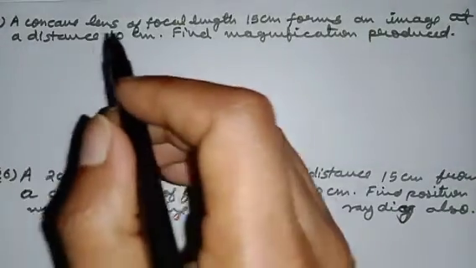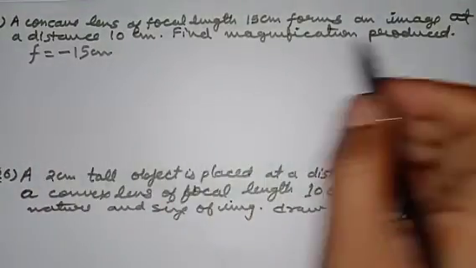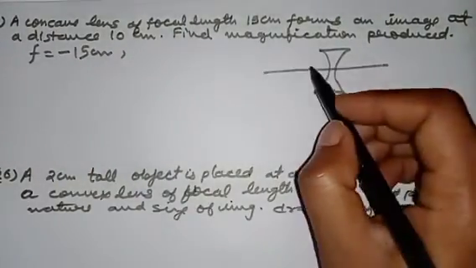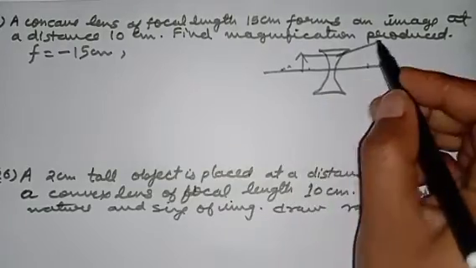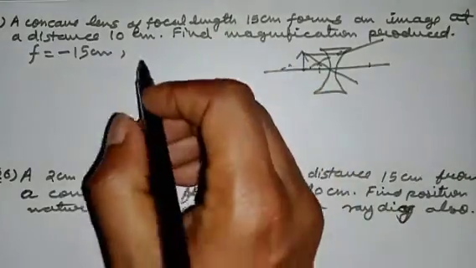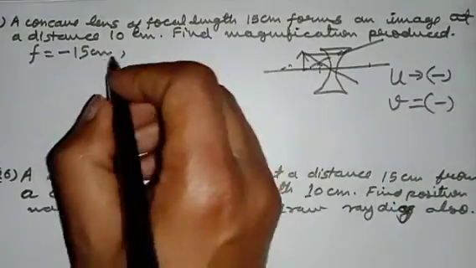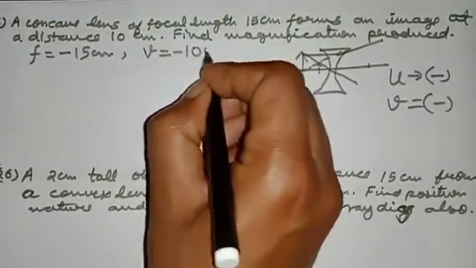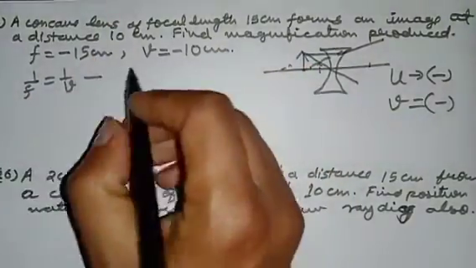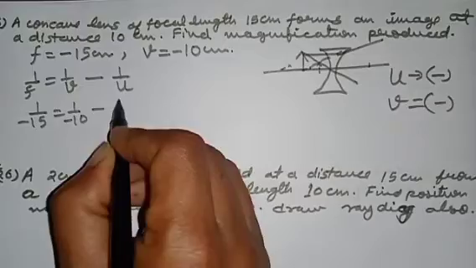Now see, this is for concave lens. So focal length is minus 15 centimeter and the image is at a distance, okay. Now see, concave lens, in any case, always produces a virtual image in front of the lens, and both are on the left side. So object distance is negative, which is not given here. Image distance is also negative, so v is equal to minus 10 centimeter. Now we can put this formula.